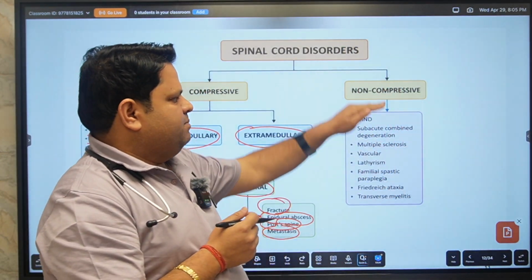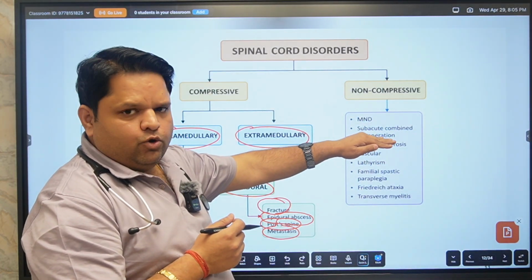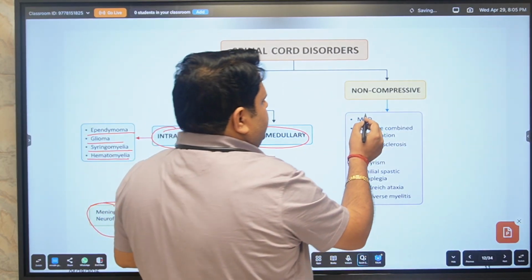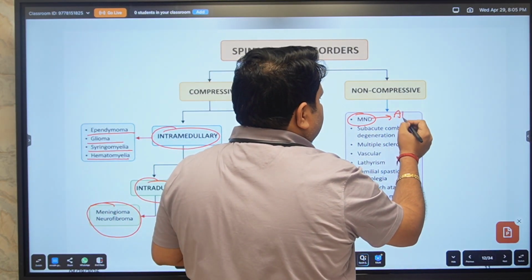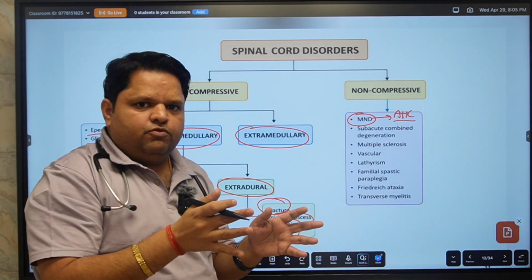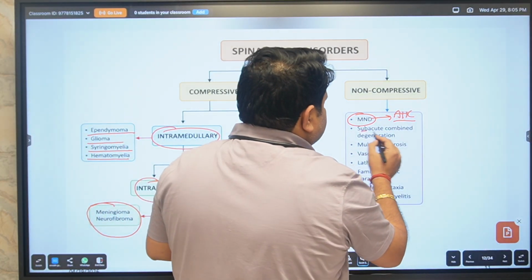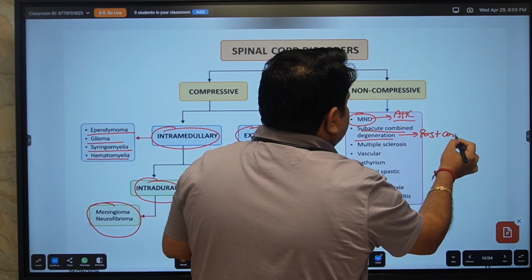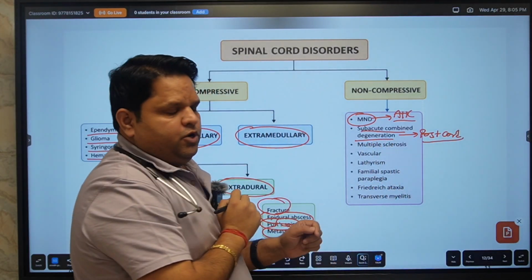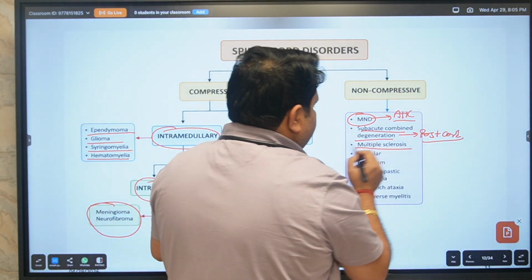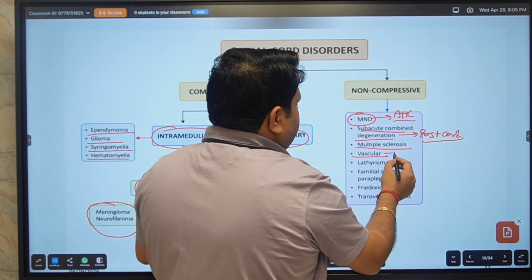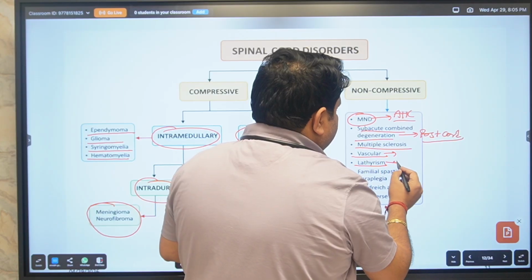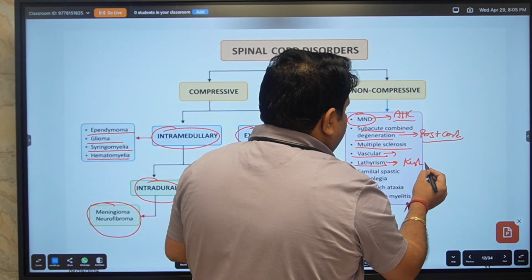In non-compressive, we have many lesions like motor neuron disease, subacute combined degeneration, multiple sclerosis, and vascular lesion. MND is involvement of the anterior horn cell, in which we have both types of features, UMN type and LMN type. Subacute combined degeneration mainly involves the posterior cord due to vitamin B12 deficiency. Multiple sclerosis is a demyelinating disorder. Vascular lesion means anterior spinal artery thrombosis or posterior spinal artery thrombosis. Lathyrism is caused by consumption of khesari dal.